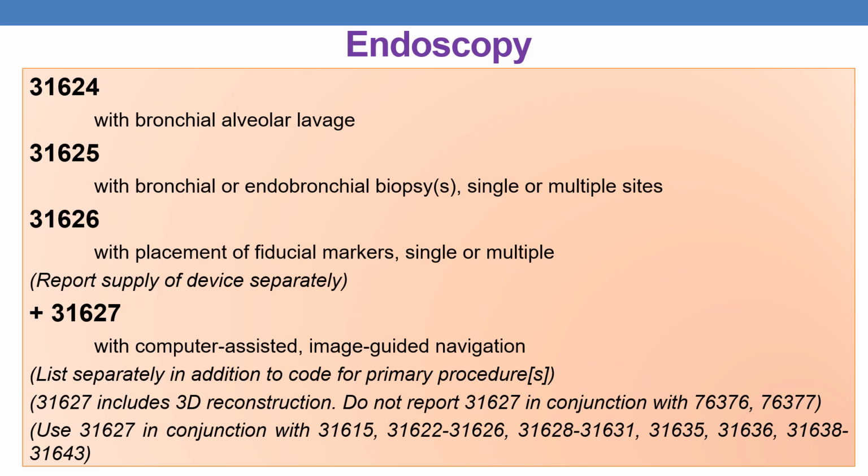And 31627 includes 3D reconstruction, and do not report 31627 in conjunction with 76376 and 76377. And use 31627 in conjunction with 31615, 31622, 31626 and 31628, 31631 and 31635, 31636, 31638, 31640. These are the codes which can be used in conjunction with 31627.